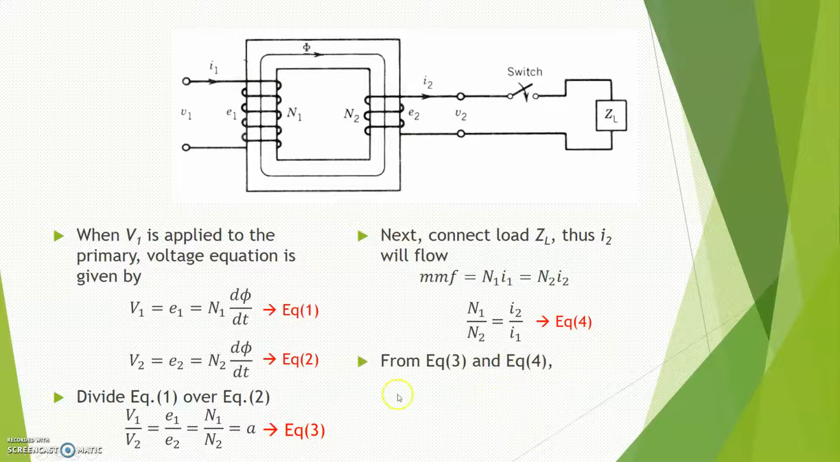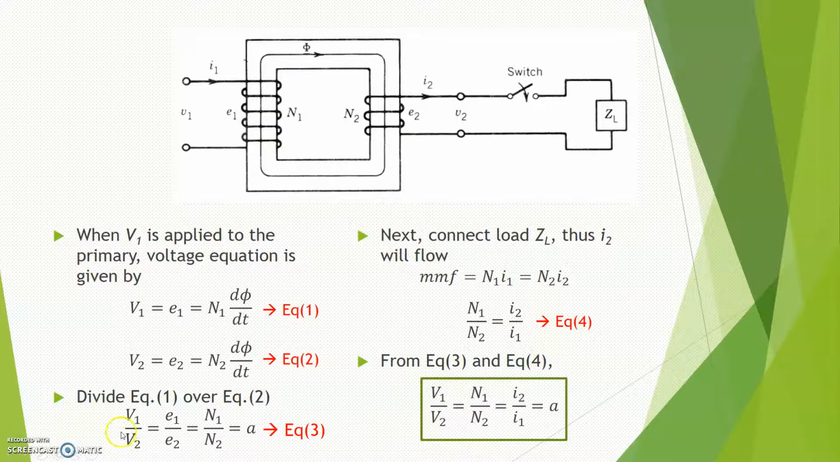Finally, based on equation number 3 and equation number 4, you have V1 divided by V2 equal to E1 divided by E2 equal to N1 divided by N2 equal to I2 divided by I1 equal to A. This is basically the general equation for the ideal transformer, where A represents the turns ratio. You need to remember this equation in order to solve problems with the ideal transformer.